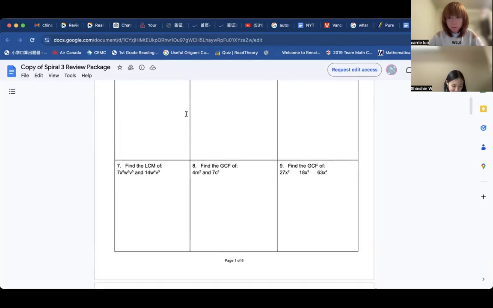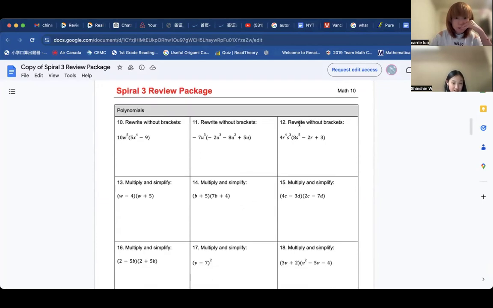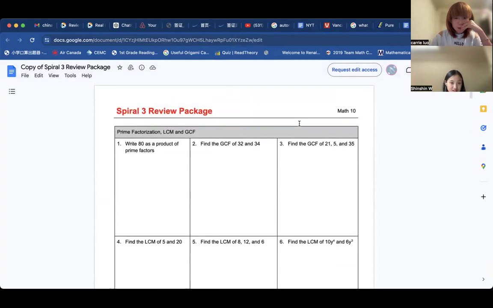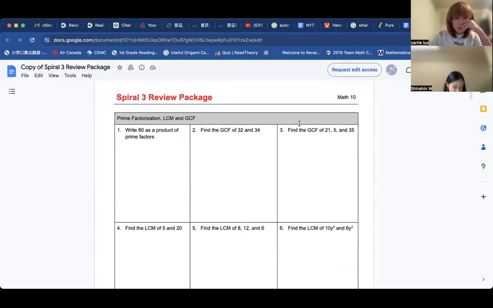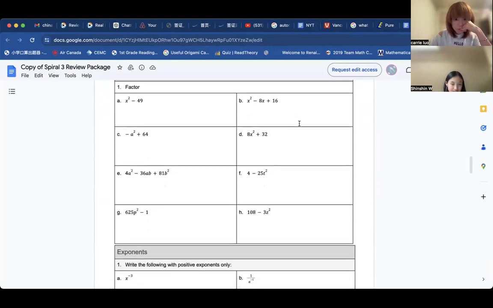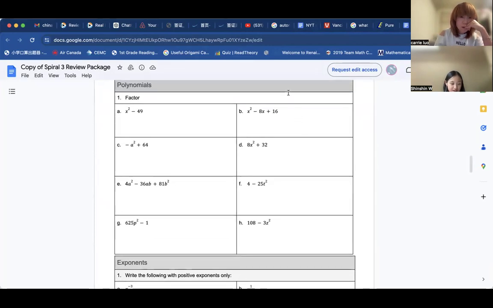For this one, I have a question for the polynomials, part 第几个? Part C, the polynomials numbers C and D, on page 1, the third page. Like this one? Yeah, for C, can I just write it as 64 minus a squared? Yeah, of course. They're the same thing. Okay.